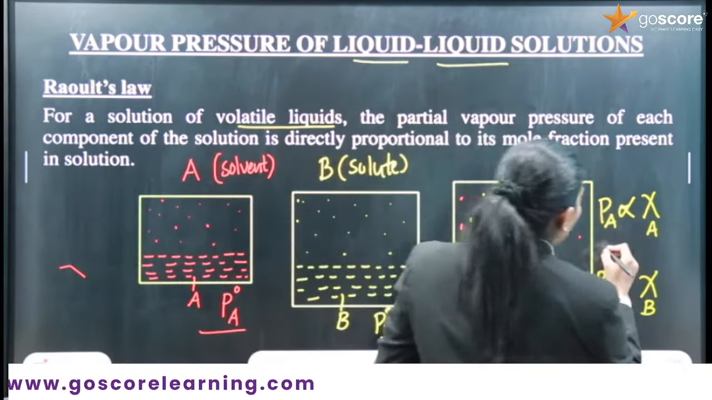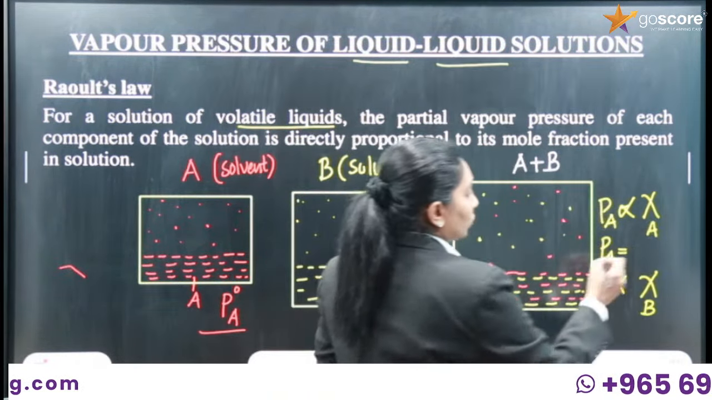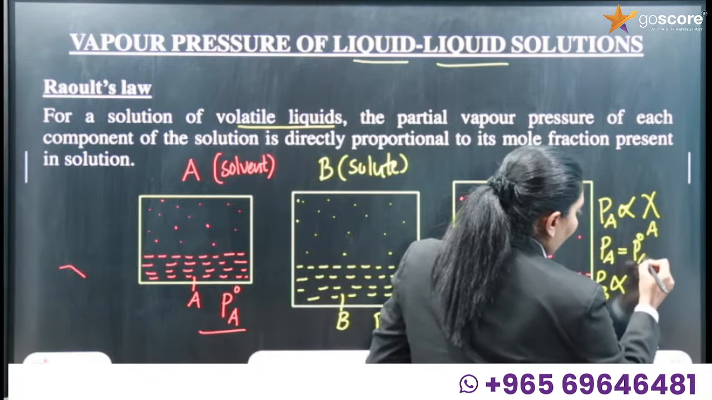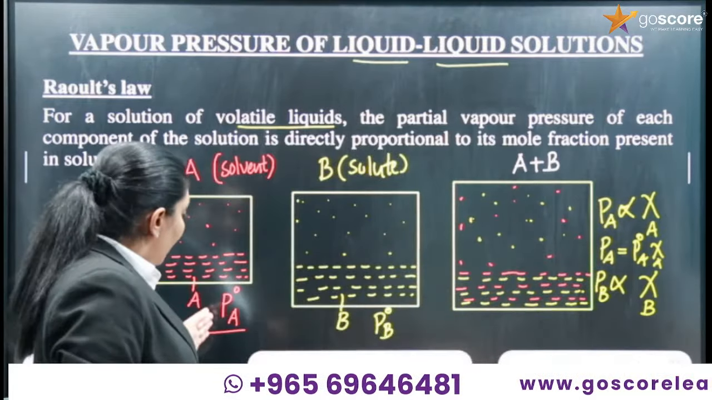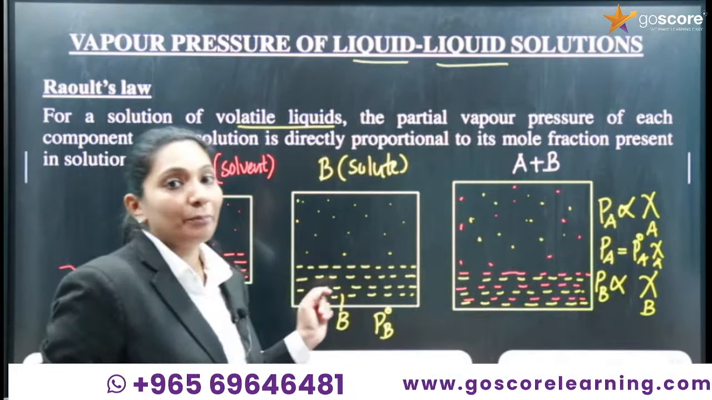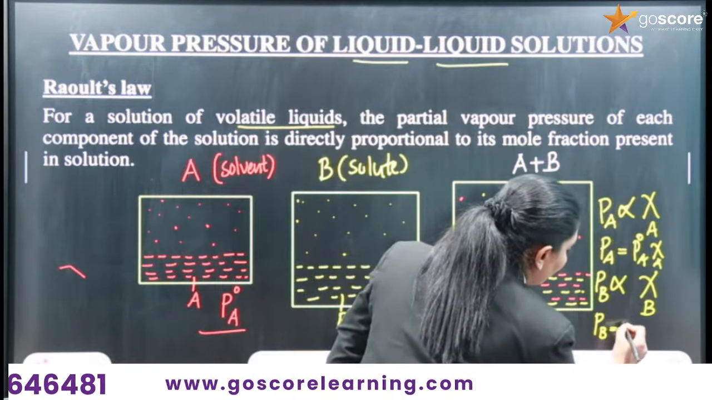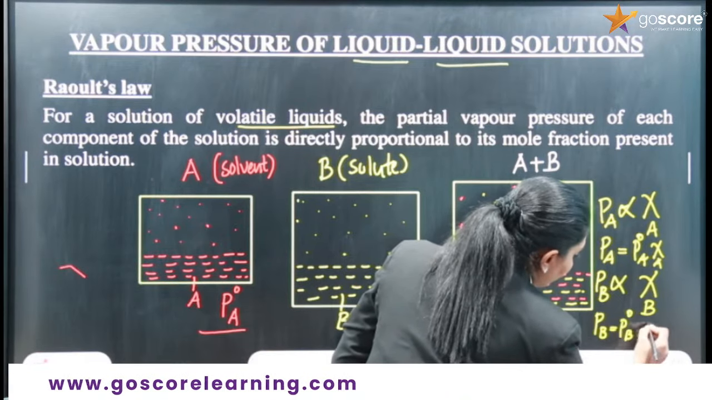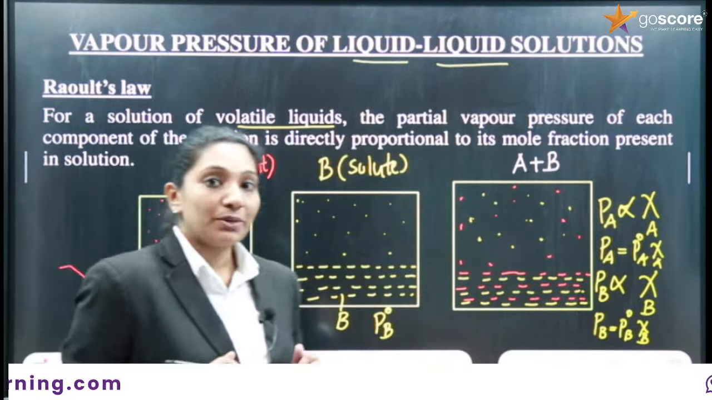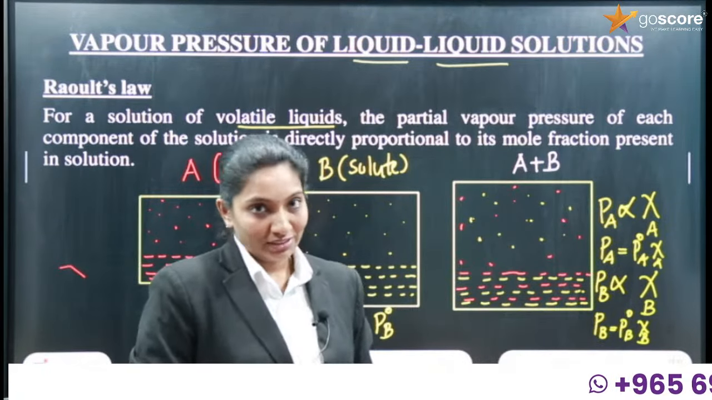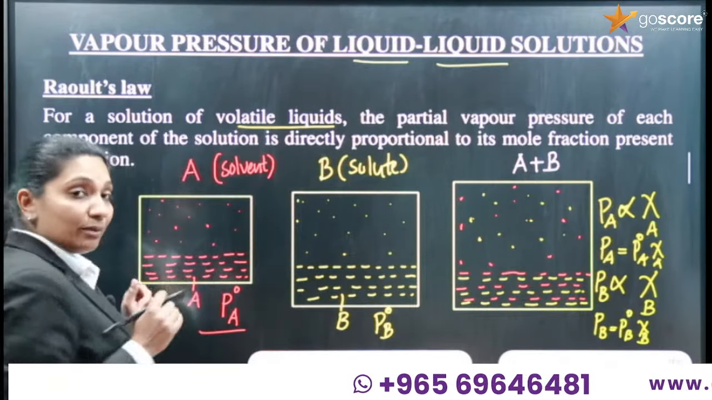So, here when you change the proportionality constant, we can write PA is equal to P naught A into chi A, right? Where P naught A is the vapor pressure of the pure component A, and PB we can write it as PB is equal to P naught B into chi B, right? Where P naught B is the vapor pressure of pure component B. Then this is what Raoult's law states. So Raoult's law is a very important one.